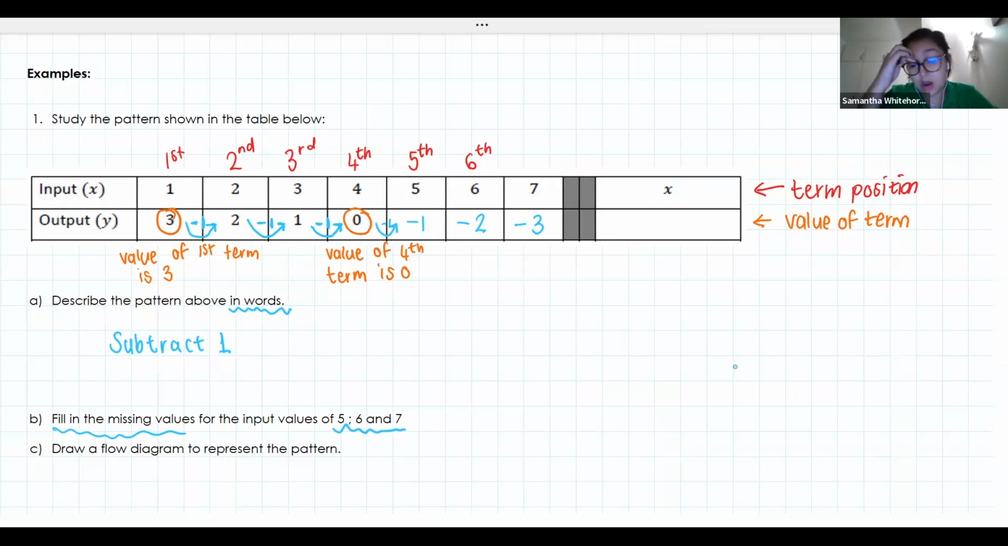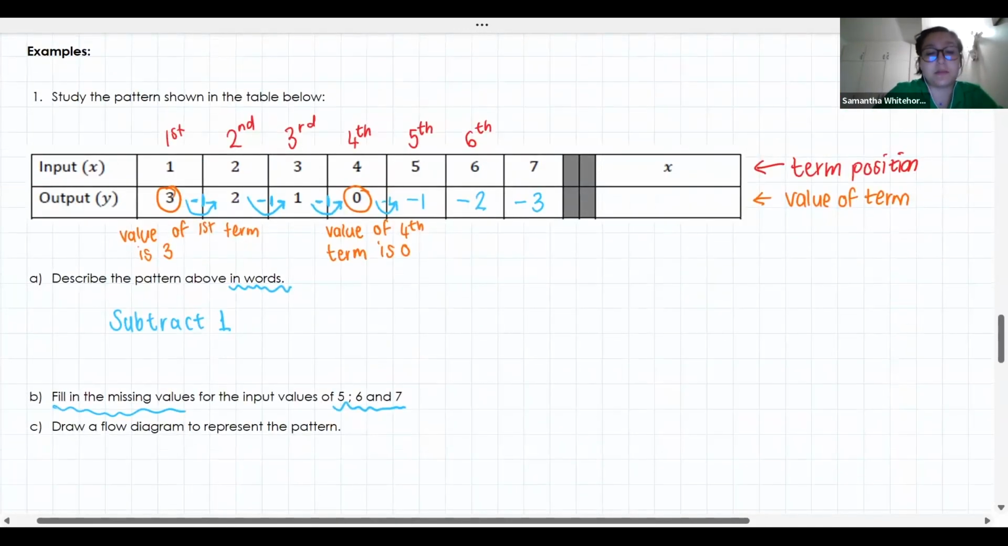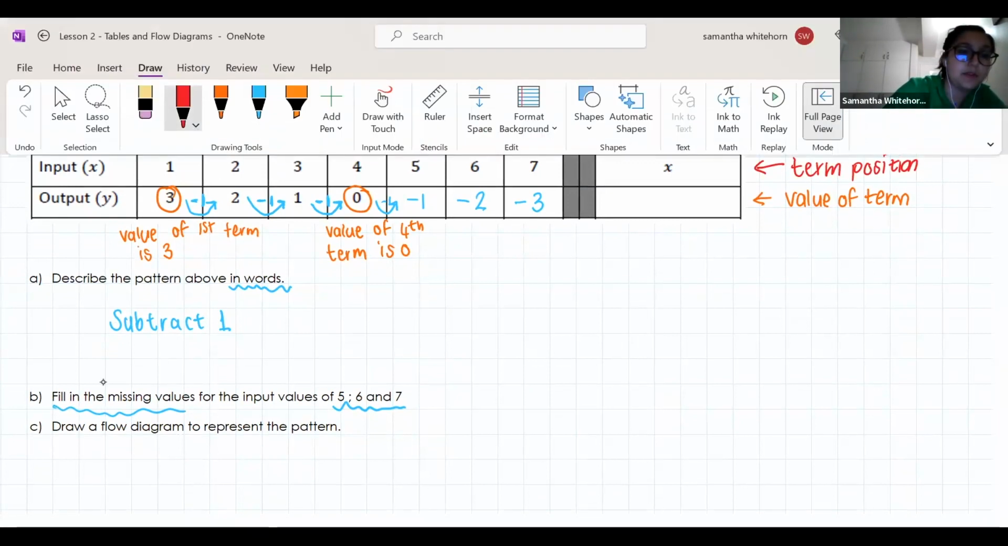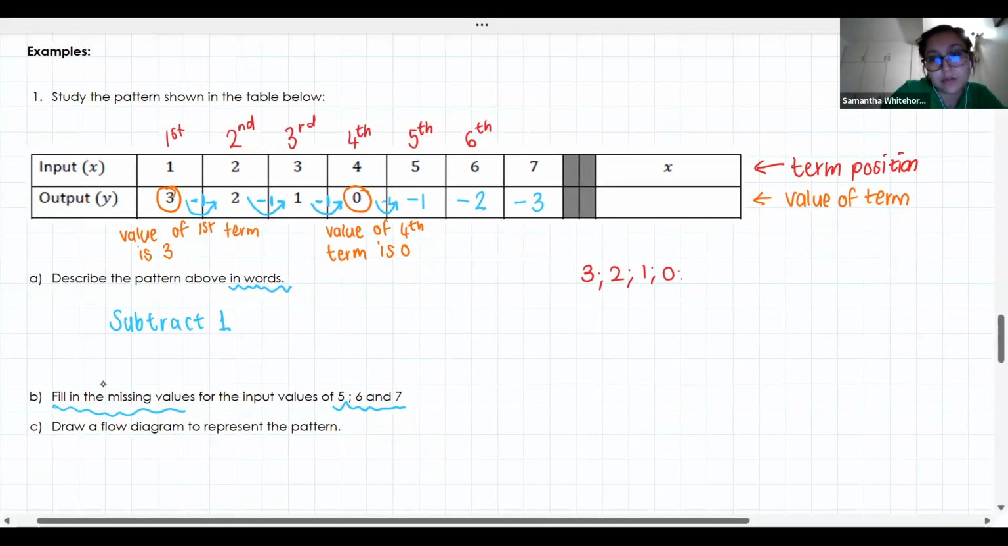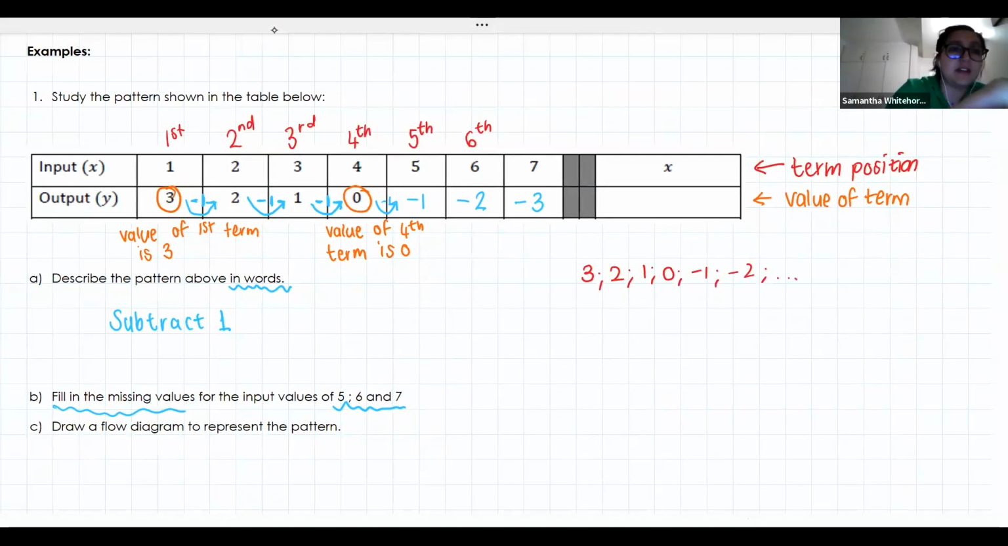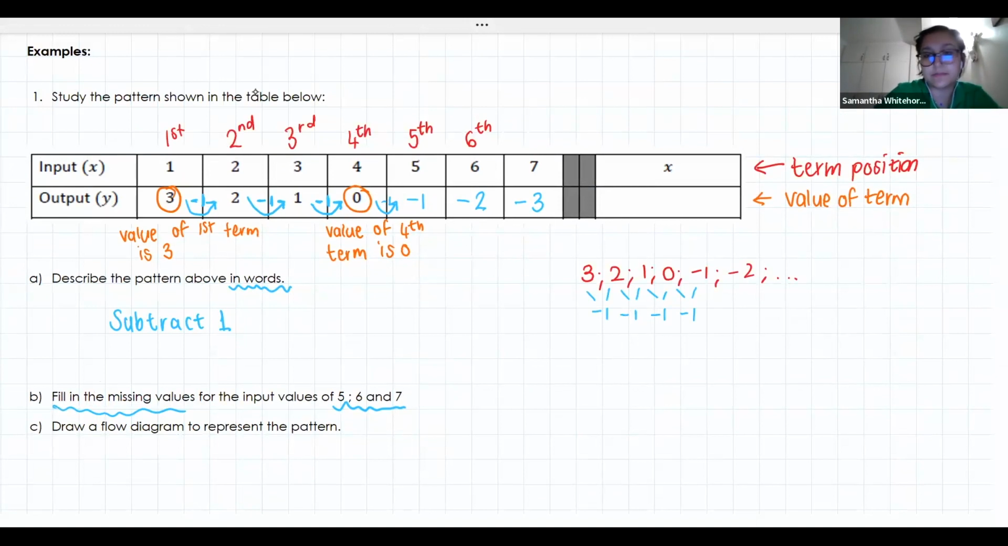The next question then asks us to draw a flow diagram to represent the pattern. Now that's all well and good, but I need to actually know what I'm doing to my input value to get my output value. And this is now where finding a rule becomes quite helpful to us. So if we've got our pattern, I'm just going to rewrite it. Our pattern is 3, 2, 1, 0, -1, and so we keep going. I don't need to write all of it. And we've identified the fact that this pattern is us subtracting 1 each time. I subtract 1 to get from one term to the next.